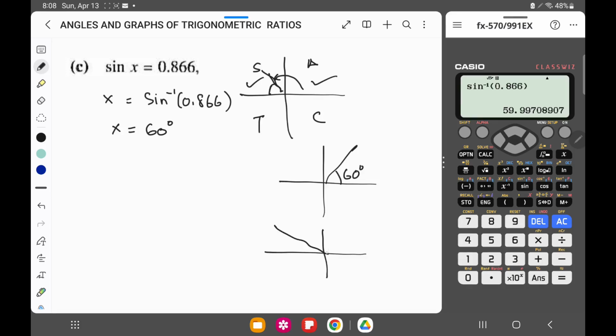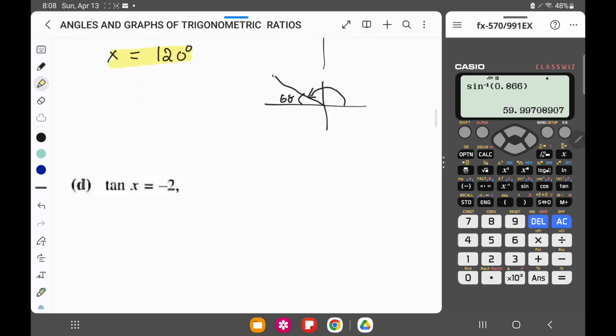If it is in the second quadrant, I'm drawing the basic angle which is 60 degrees. Then obviously you do 180 minus 60. So x is equal to 180 minus the basic angle which is 60 degrees, which will be equal to 120 degrees. So we have found both the answers between 0 and 360 degrees, 60 and 120 degrees. All right, very easy question. Now we are moving to part D.